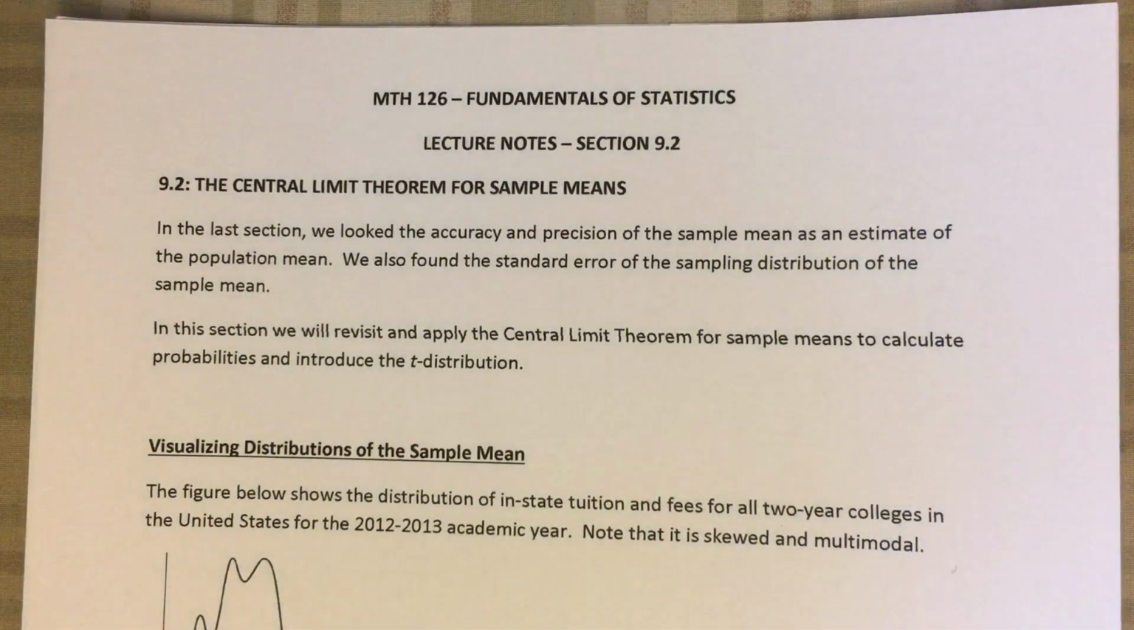Today we're going to look at our central limit theorem. Instead of looking at our central limit theorem for sample proportions, we're going to look at our central limit theorem for sample means. In the last section we reviewed some vocabulary, looked at our definitions of accuracy and precision, reviewed some of our notation, and we also got a new formula for finding the standard error of our sampling distribution of the sample mean.